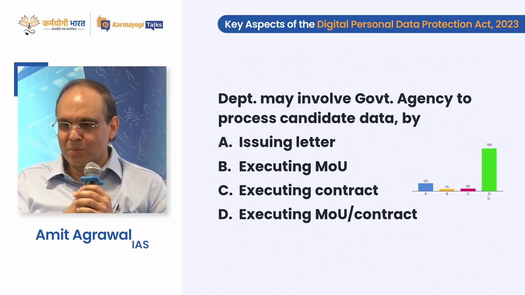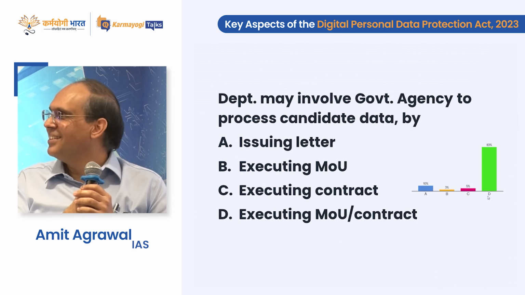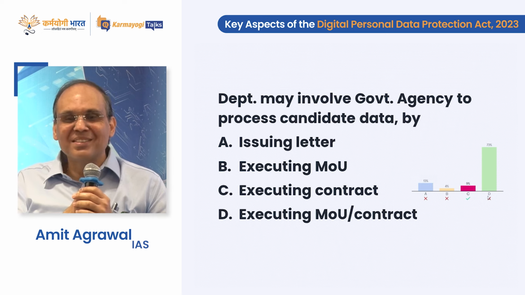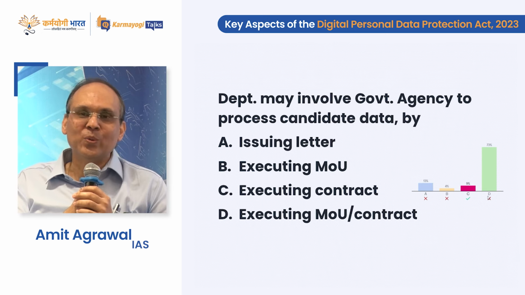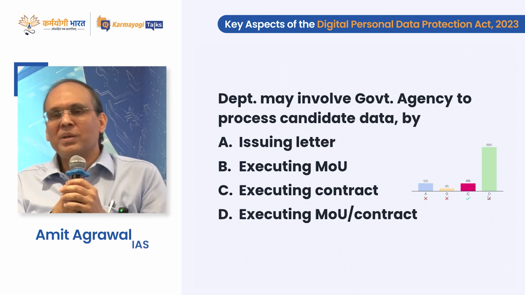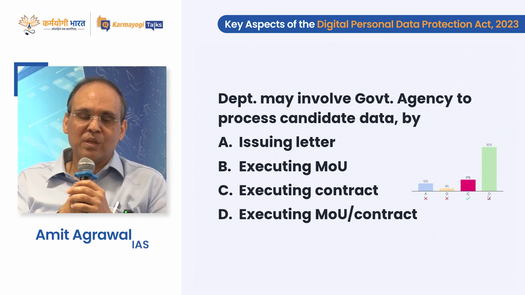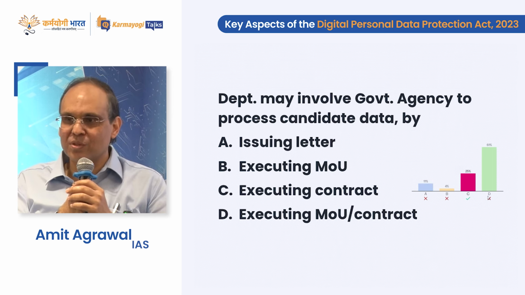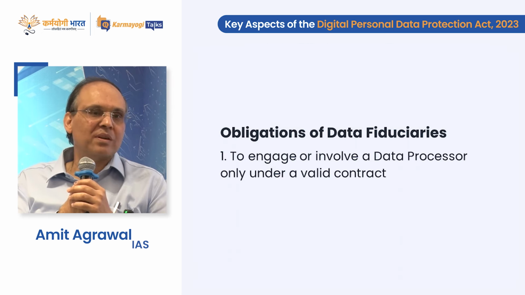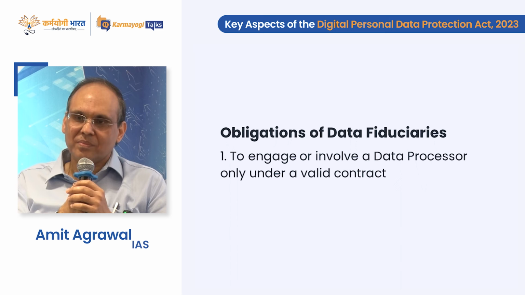Okay, so almost nobody got it right. I think maybe 1% did. So the answer is C. MOU will not do. The reason is that there has to be enforceability. When this law says so, how will you enforce it unless there is a contract? An MOU, as we know, is not legally enforceable. So short of a contract, nothing works. Right? So there has to be a contract.